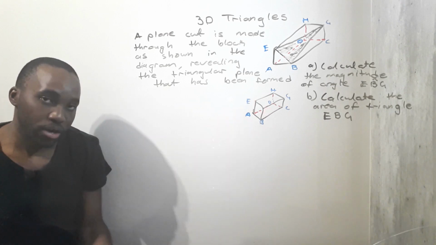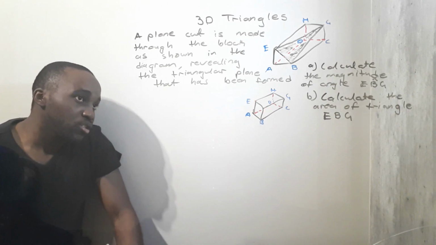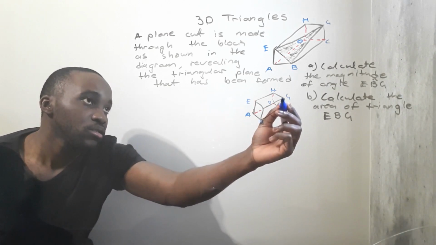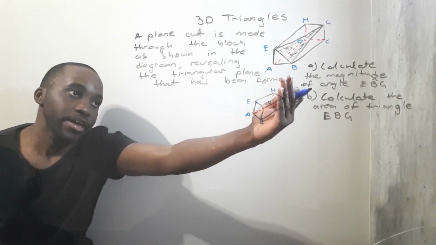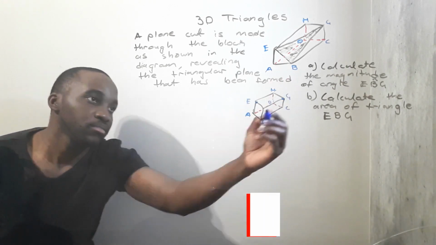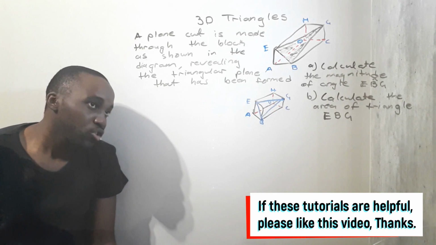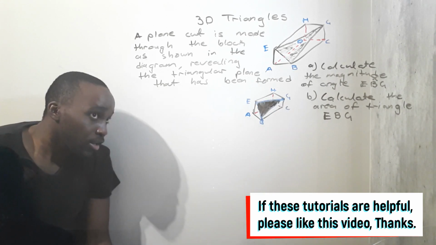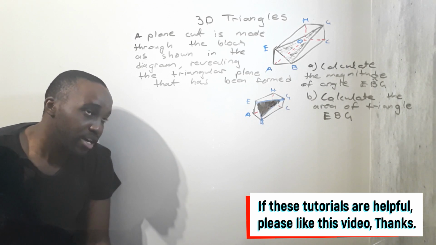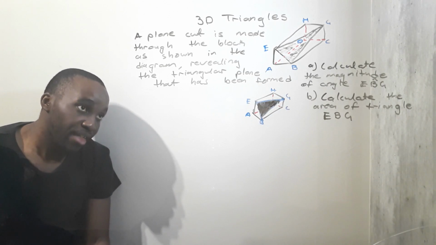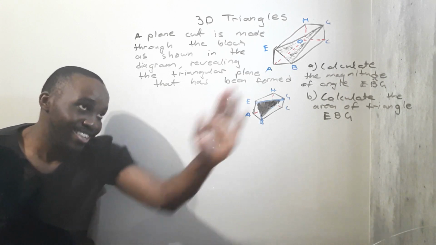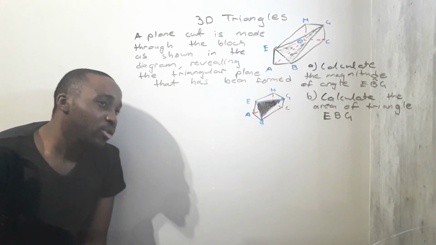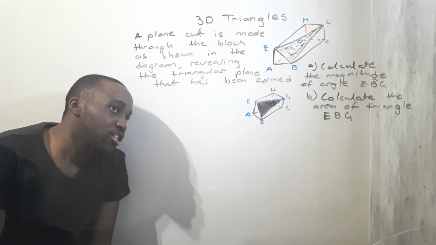So we had a block, right? A cuboid. And with this cuboid, where G, B, E is, they cut that tiny portion. And with that portion cut off, we have that triangle there that is being formed. With that triangle, they want us to answer these questions here. With A, the first thing they want us to do is to calculate the magnitude of angle EBG.